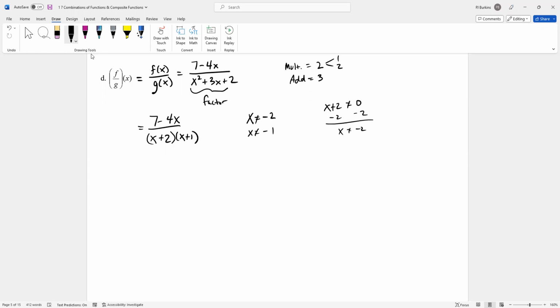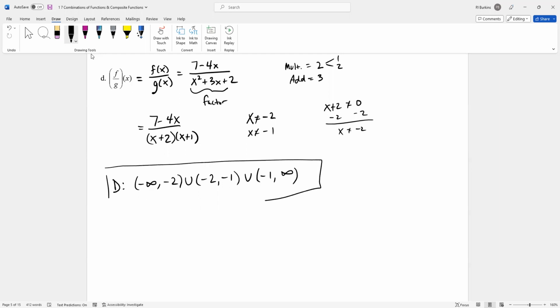All right, so that means that for my domain, I can start at negative infinity. I make my way up to negative 2 and I have to stop because I'm not allowed to equal it. Then I can go between negative 2 and negative 1. I'm not allowed to equal negative 1. And then finally from negative 1 on to infinity. So that's our first time where the new function has a new domain. And we'll see this happen quite often.